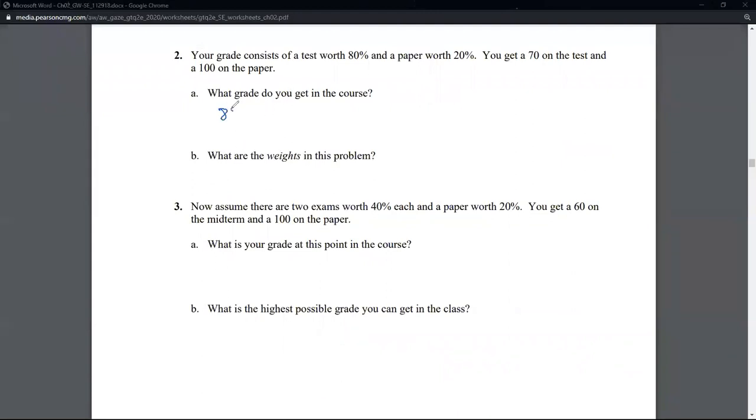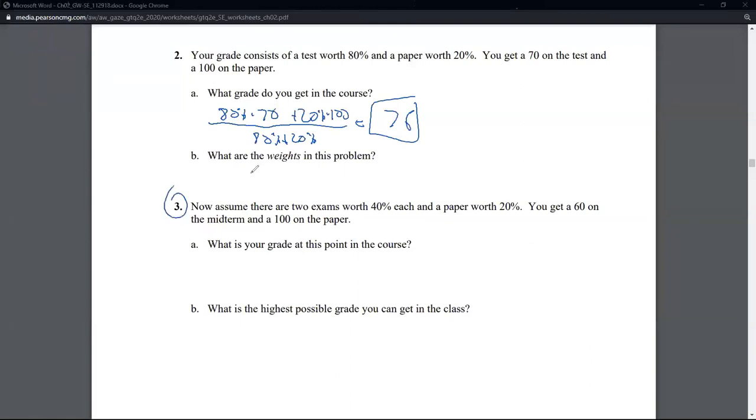It was 80% times 70 plus 20% times 100. And I can't even read these numbers anymore. I now have a bar covering that for me. 80% plus 20% equals da-da-da-da-da. We got a 76. Okay.